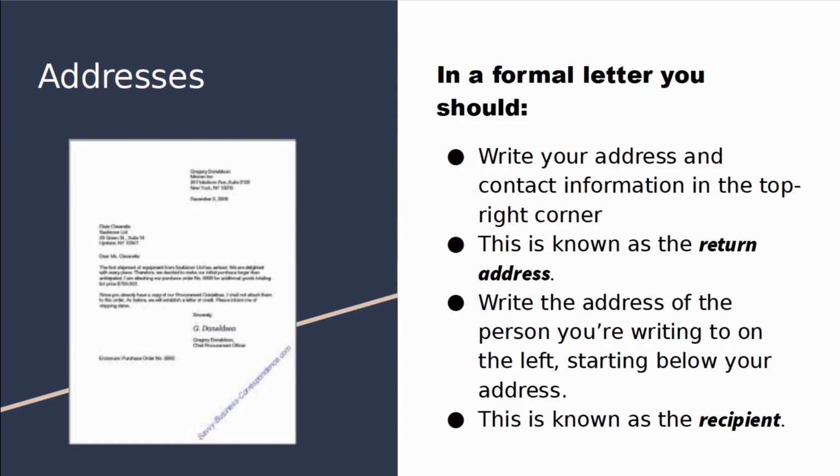To begin with, we write the address. In a formal letter, you should write your address and contact information in the top right-hand corner, here. This is known as the return address. Write the address of the person you're writing to on the left, starting below your address. This is known as the recipient.